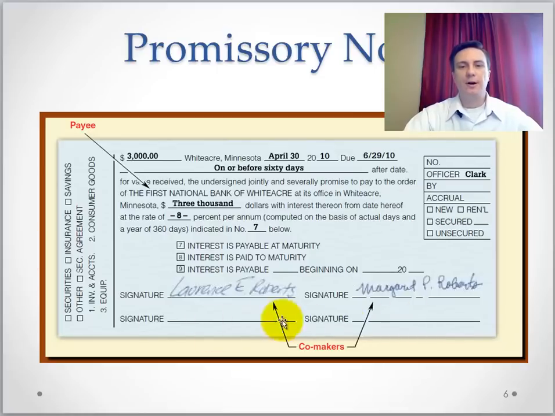We notice that there are co-makers here, so that means two people are signers on this note, and both are liable as co-makers. And so who's going to receive this loan back? Well, the bank. The bank has made this loan, and they've given this customer $3,000, and the customer has approximately 60 days to get this paid back. And so very simple. You notice there's not much to it.